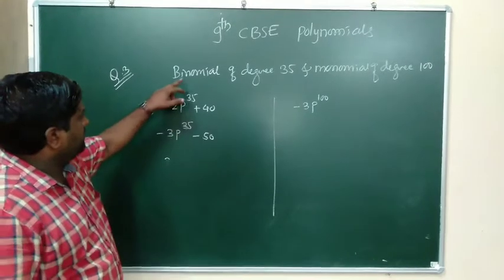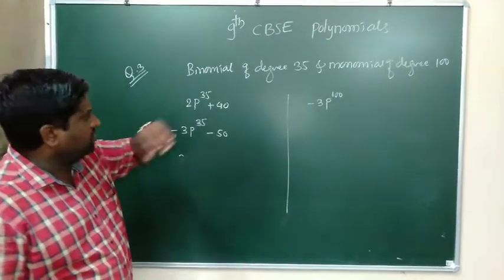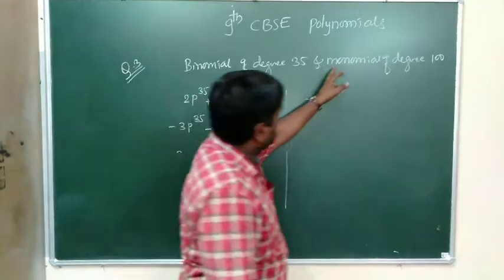Let us do question number 3. You have to write a binomial of degree 35 and a monomial of degree 100.